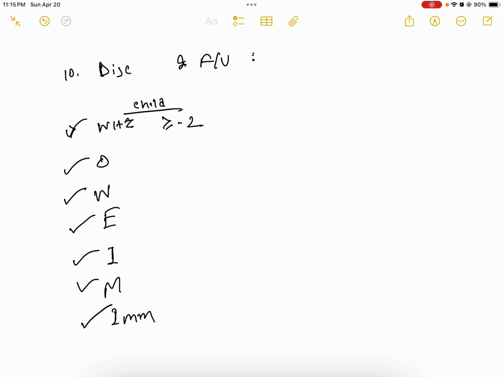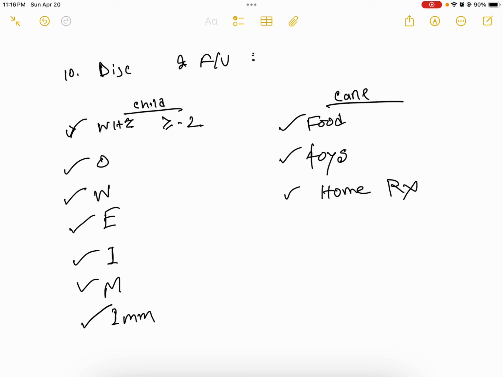Now, discharge criteria of the caregiver. Knows how to prepare appropriate food and feed the child. Knows how to make appropriate toys and to play with the child. Knows how to give home treatment of common ailments and can recognize danger signs.